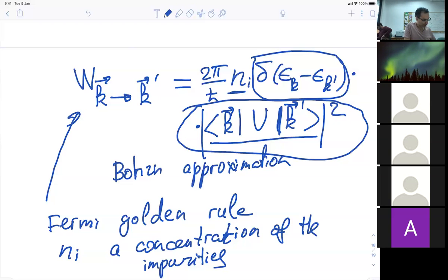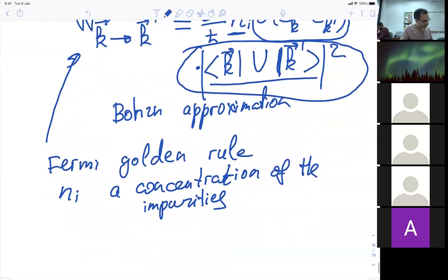Let me try to be more careful with this word. So, one second. How should I say it? Second. Okay.